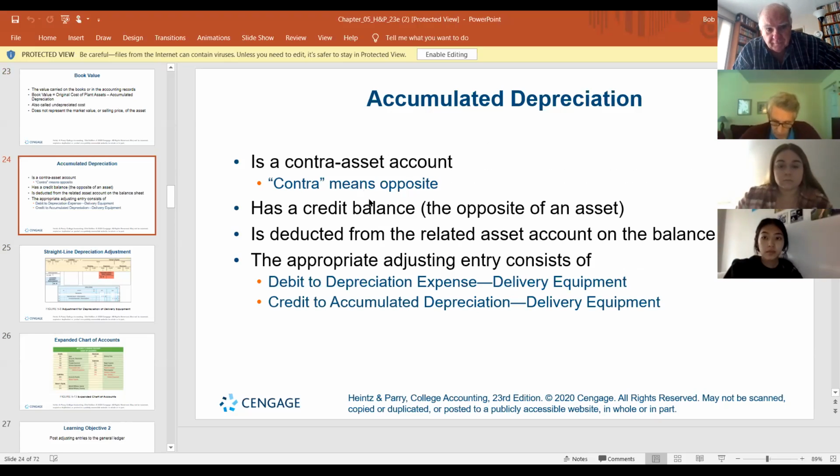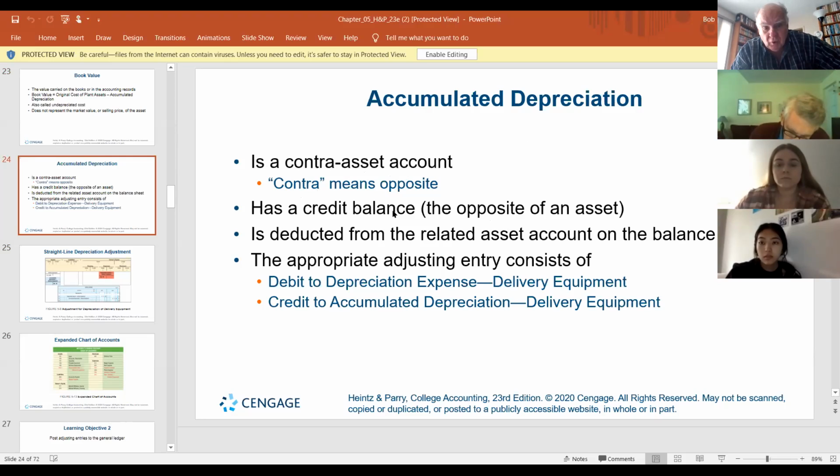Accumulated depreciation: contra means opposite. It's a contra asset. It's an asset account, but it has a credit balance. You will never, never, never credit the original cost of a fixed asset. Never. Not in this class.